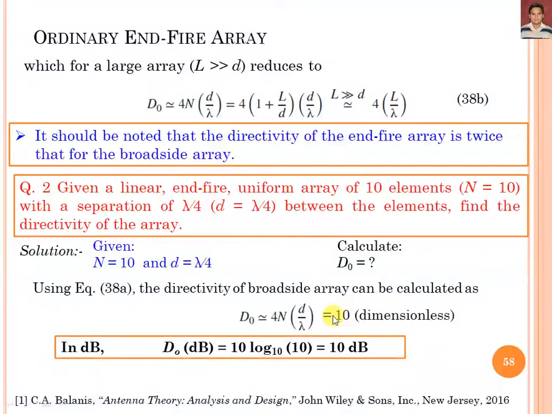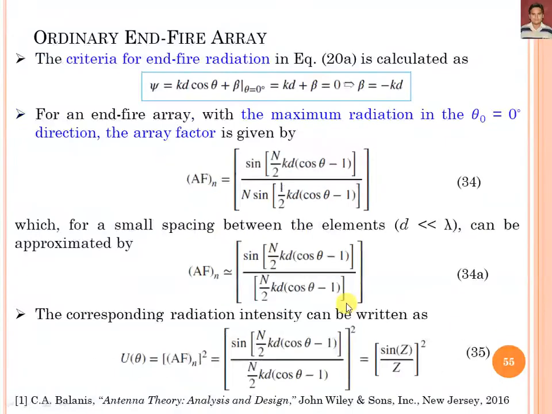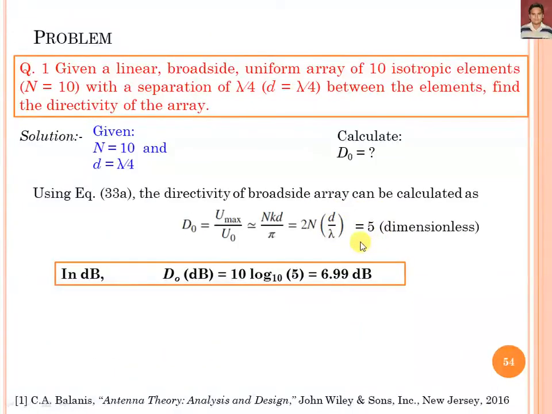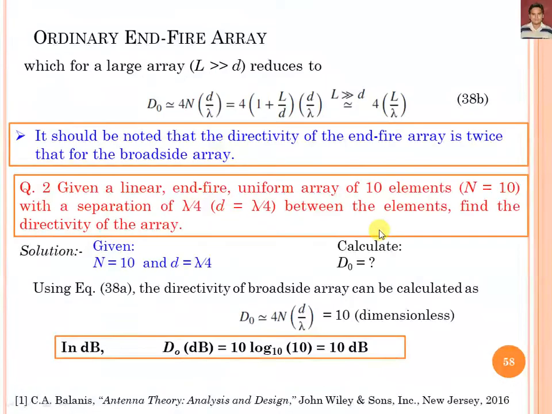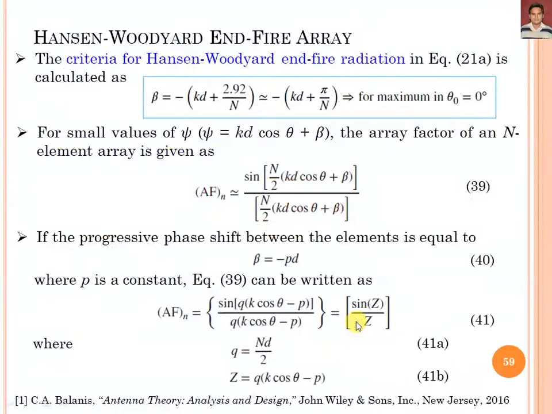Here you can see that in the previous problem we got a directivity of 5 in the case of the broadside array, but in the case of the end fire array we are getting 10. So we can say the directivity of the end fire array is twice the directivity of the broadside array.